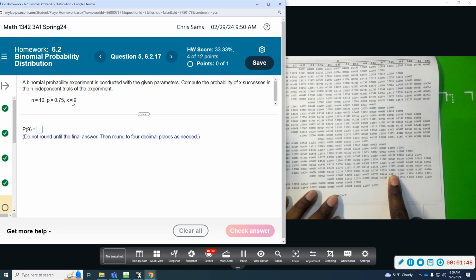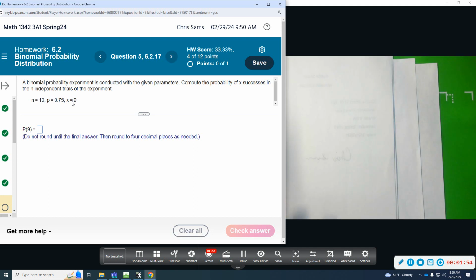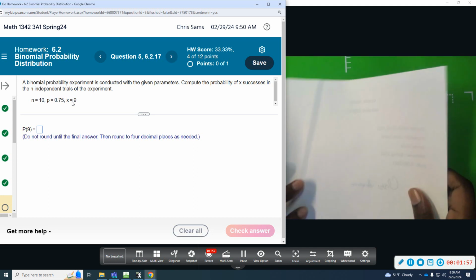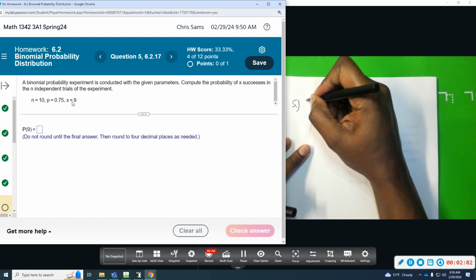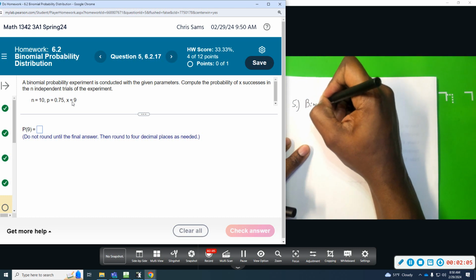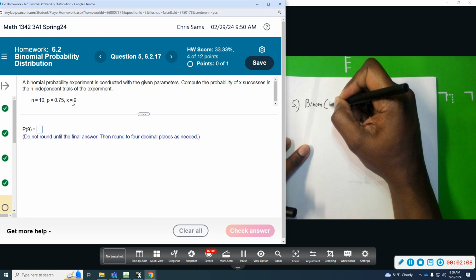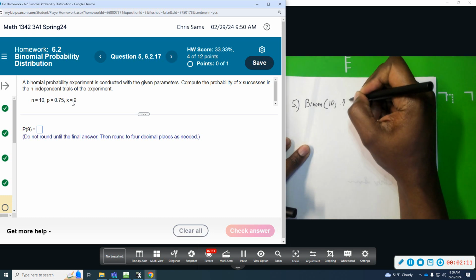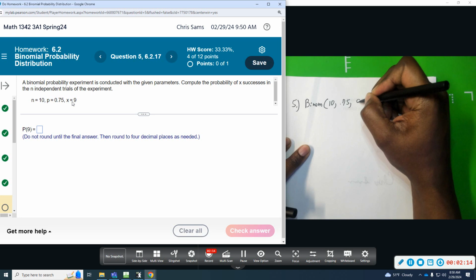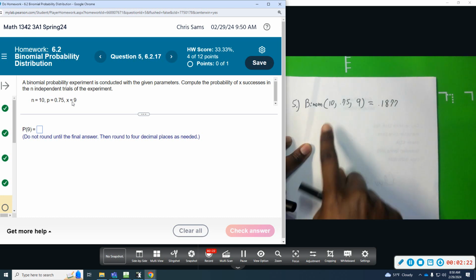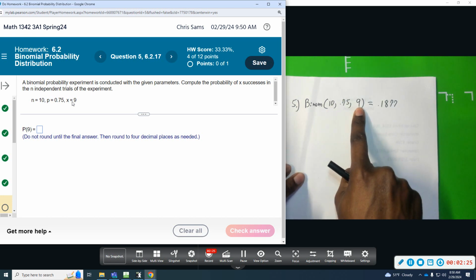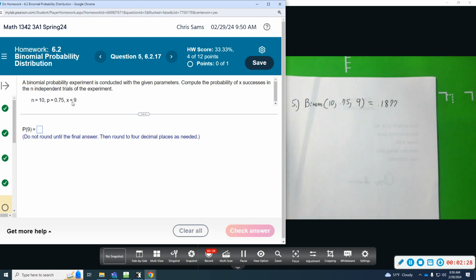This table is giving me 4 decimal places, 0.1877. So with binomial, with 10 trials, 0.75 success, and we want 9 successes, this is 0.1877. This is from the table. All you've got to do is find the probability, find the number of trials, find the success, and this is what you get. Now there's 2 tables.